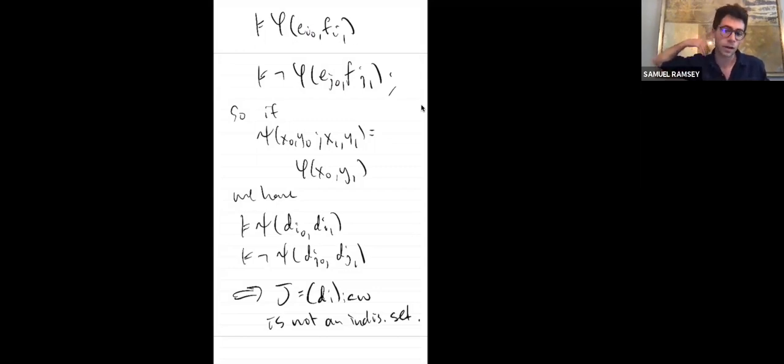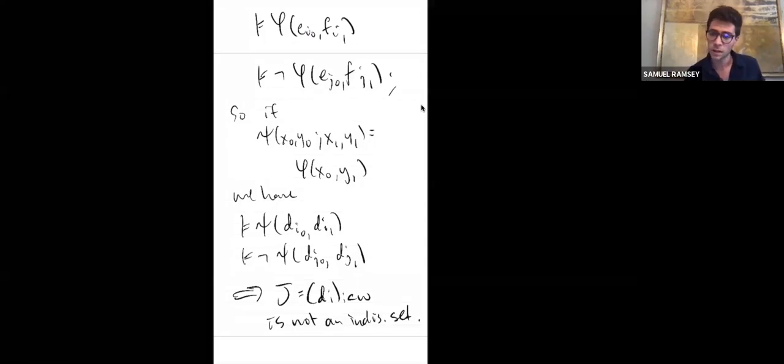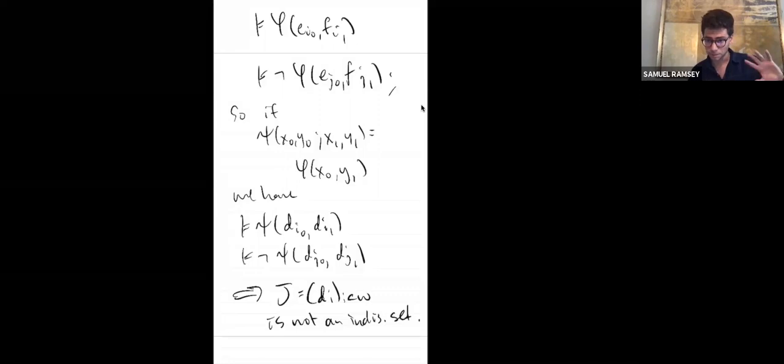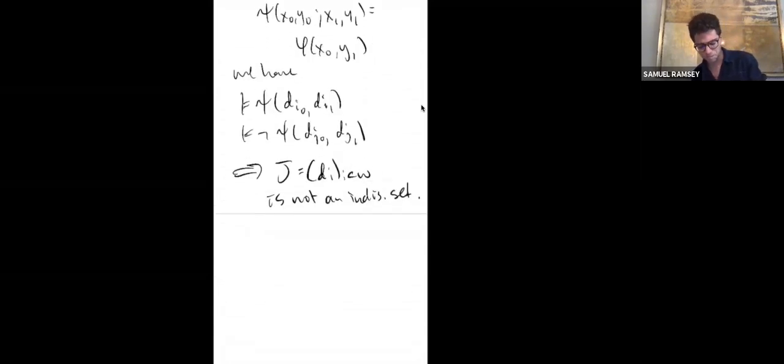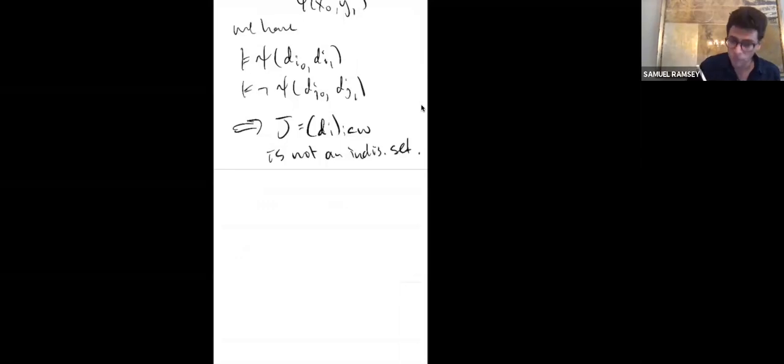And now we want to take an indiscernible sequence, which is not an indiscernible set, and we want to play games with it so that we can produce a formula that does have the order property. So now we'll go the other direction. Is this argument clear?